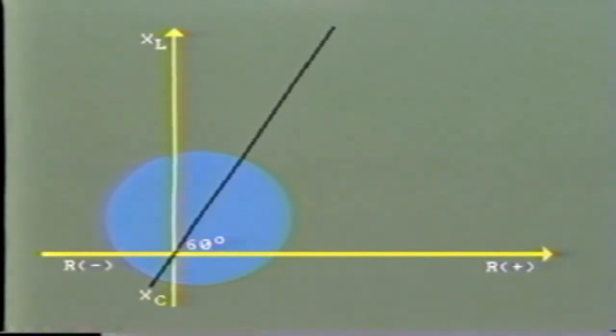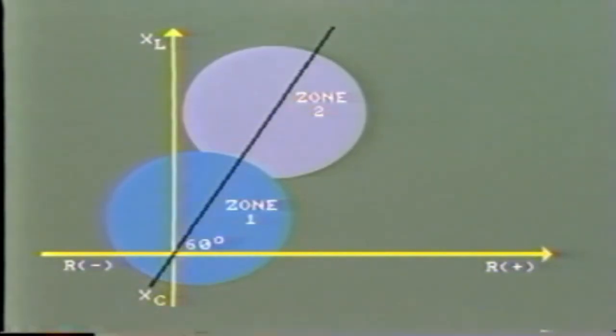For second zone protection, the second element can be offset like this. Again, because of the relatively narrow band, it is well outside of the load impedance.